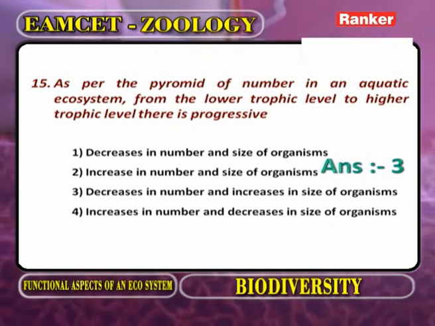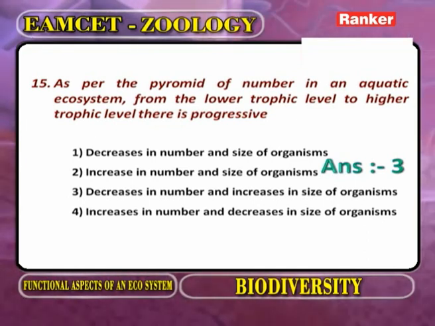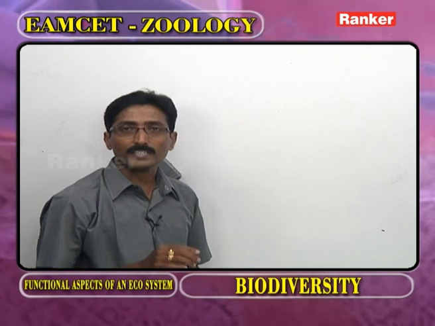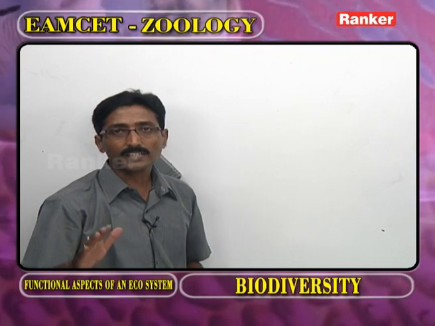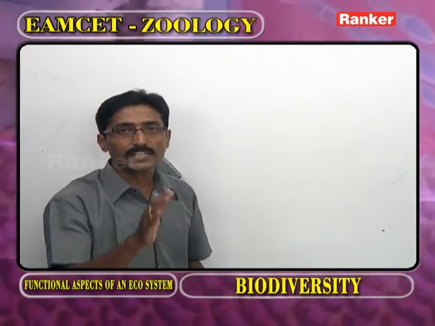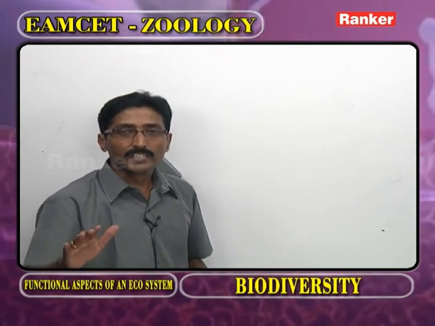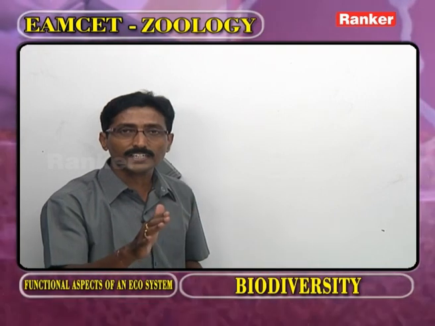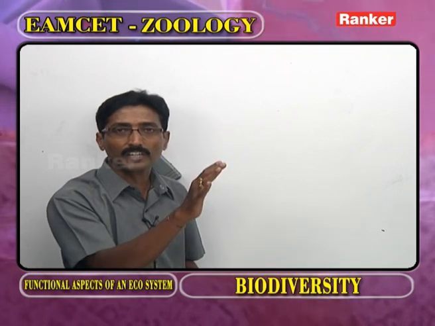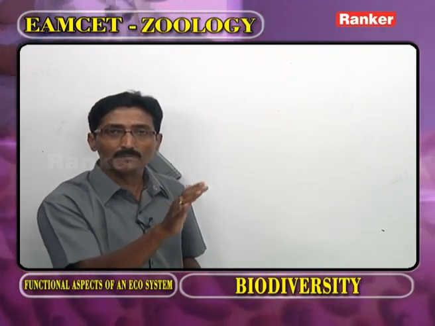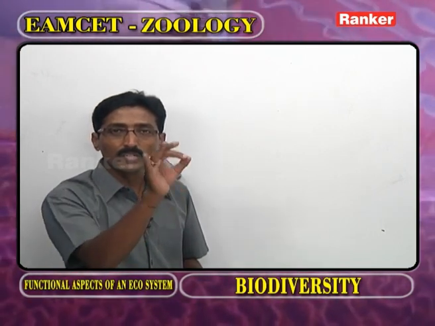Again we have to repeat. As we observe the pyramids, one is the number pyramid, the second is the energy pyramid, and the third is the biomass pyramid. As the trophic level increases, the number decreases, so the number pyramid is always upright. As trophic level increases, energy decreases, so the energy pyramid is also upright. As trophic level increases, the biomass decreases, so generally the biomass pyramid is also upright.